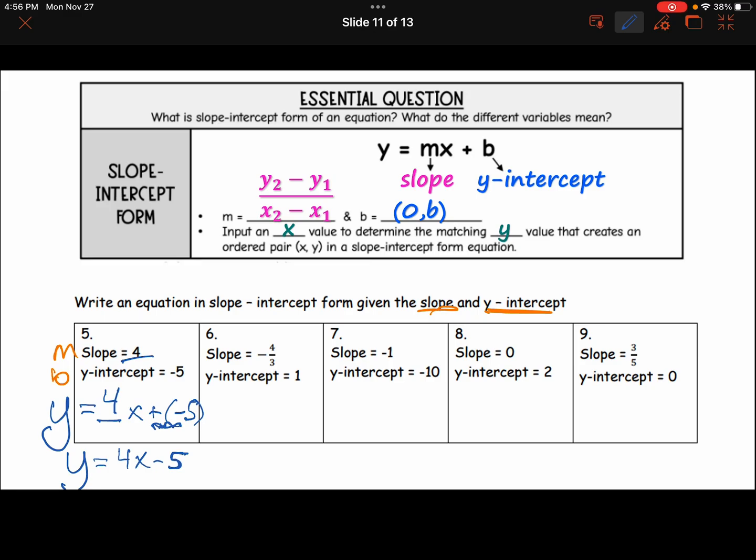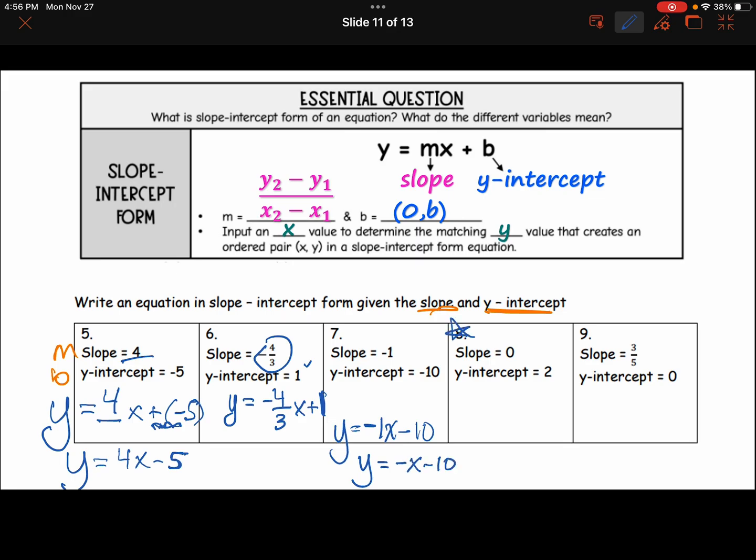And number 6, y equals, the slope is -4/3 x. The y-intercept is a +1, so plus 1. Number 7, y equals -1x minus 10. Do we write -1 or are -1s implied? 1s are always implied. This would simplify to just -x minus 10.